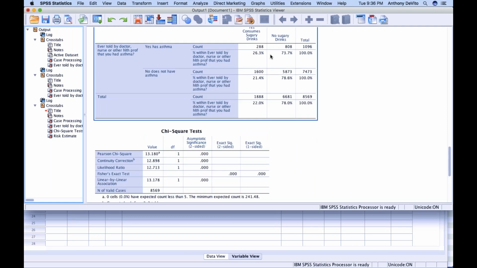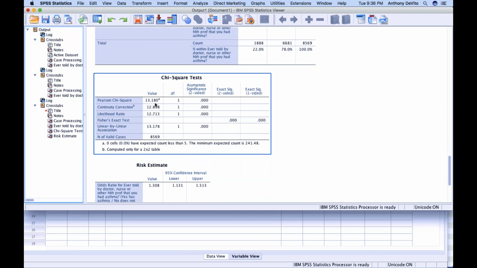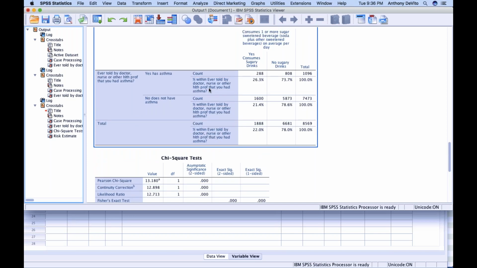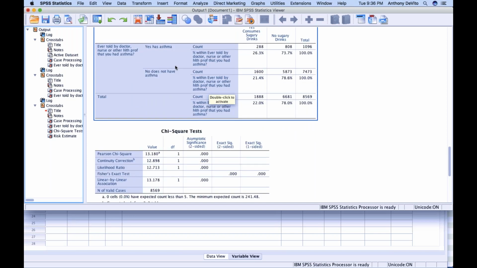Okay, well, chi-square for this 2 by 2 table turns out to be 13.18, and our significance is way below 0.05. It's not really 0.000. It's really that it's less than 0.001. So SPSS just displays it as the first three digits, 0.000. It might actually be a 9 as the next digit, or an 8 or something like that. Okay, so this tells us we can reject the null hypothesis that there's no association and accept the alternative that there is a difference in the rate at which people with asthma consume sugary drinks versus people without asthma.